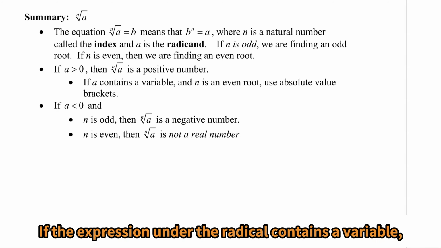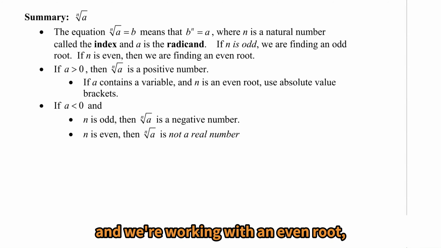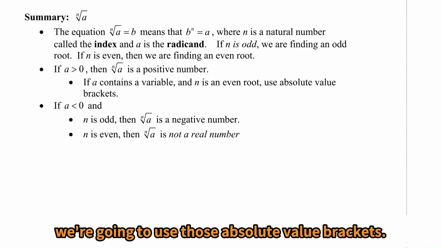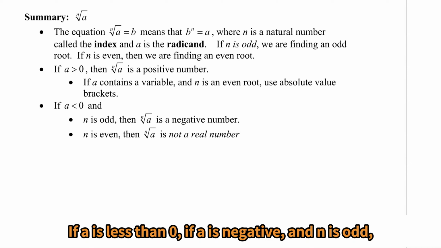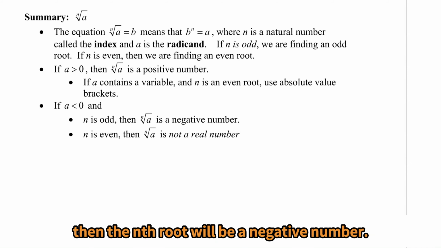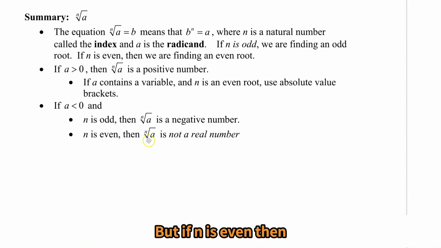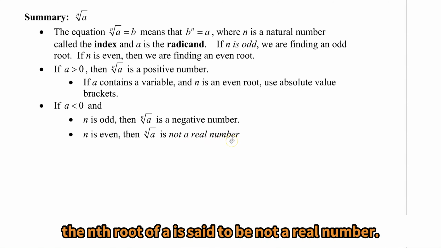If the expression under the radical contains a variable and we're working with an even root, we're going to use those absolute value brackets. If a is less than 0, if a is negative, and n is odd, then the nth root will be a negative number. But if n is even, then the nth root of a is said to be not a real number.